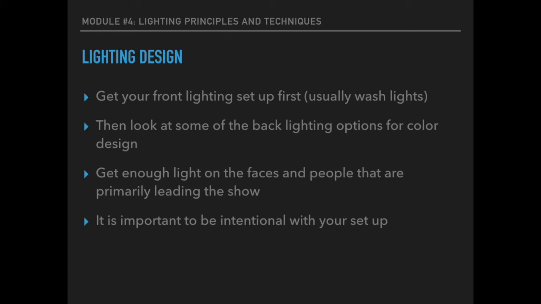Start with that first and then get creative with the back lighting to give some color on the back wall or some displays that you might have, some material, to add some lighting and depth to the stage. But first and foremost, you need to make sure the people on stage actually are able to be seen. Make sure you're getting enough light on their faces and on their bodies and in the places that you really want clarity.